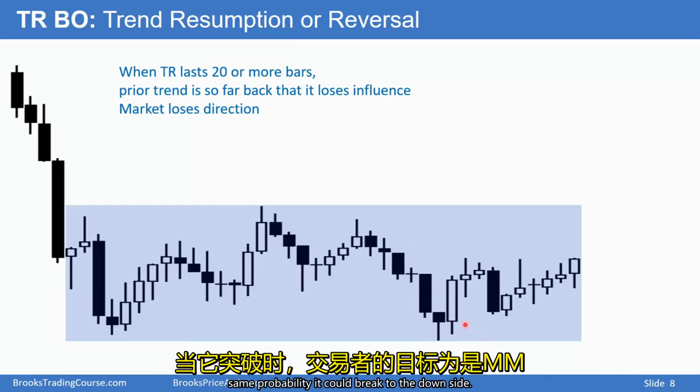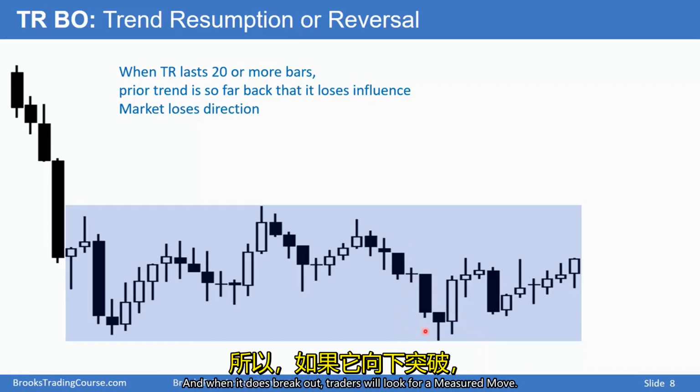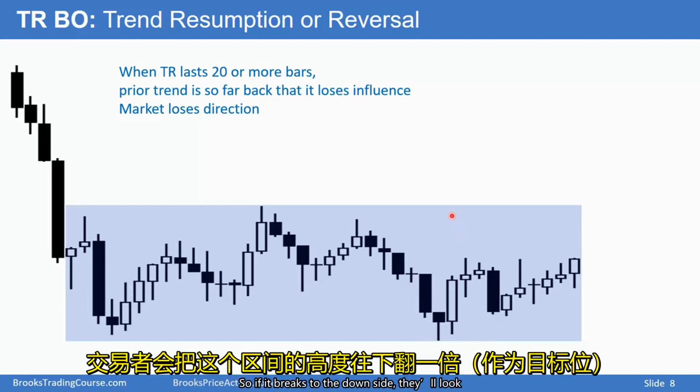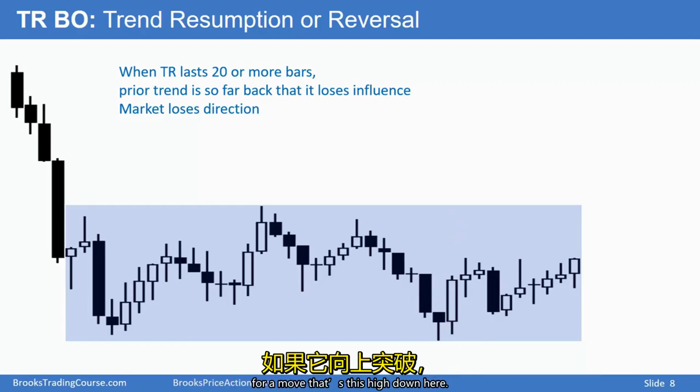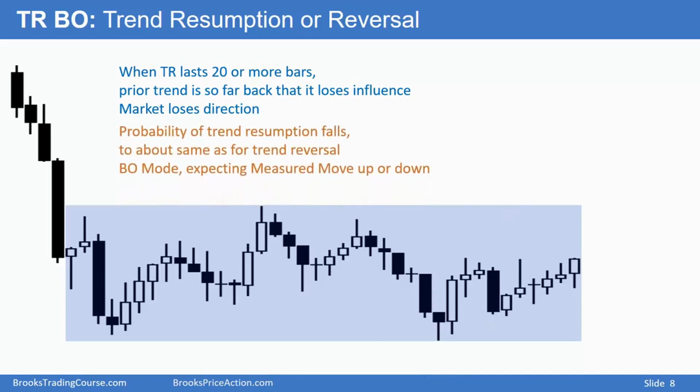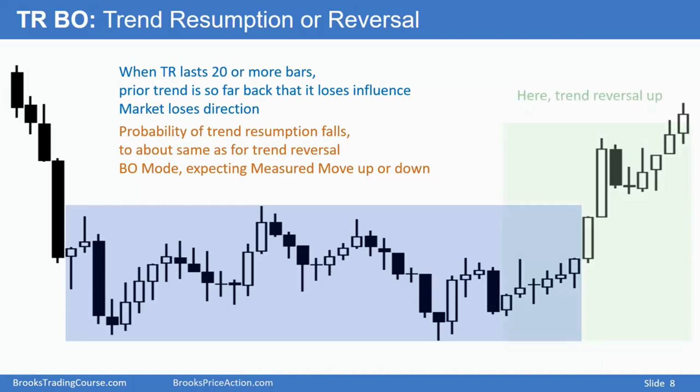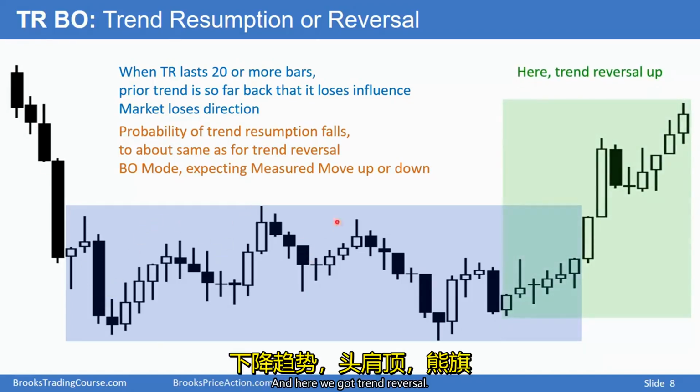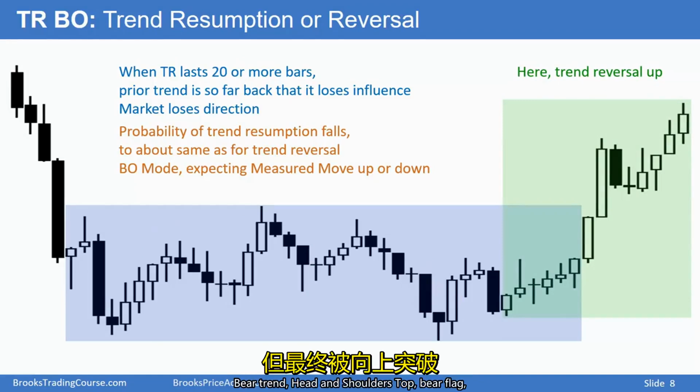And when it does break out, traders will look for a measured move. So if it breaks to the downside, they'll look for a move that's this high down here. If it breaks to the upside, they look for a move equal to the height of the range going up. And here we got trend reversal. Bear trend, head and shoulders top, bear flag, but we ended up getting a bull breakout.